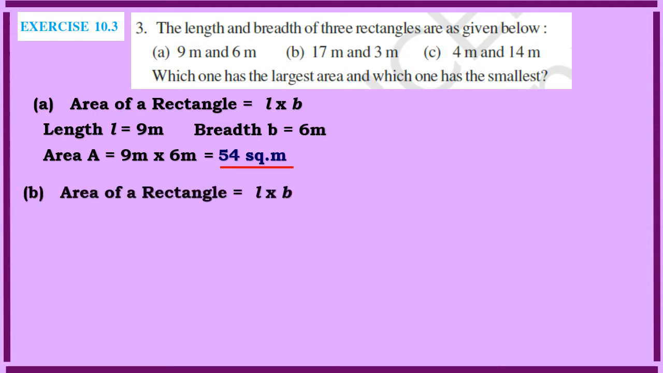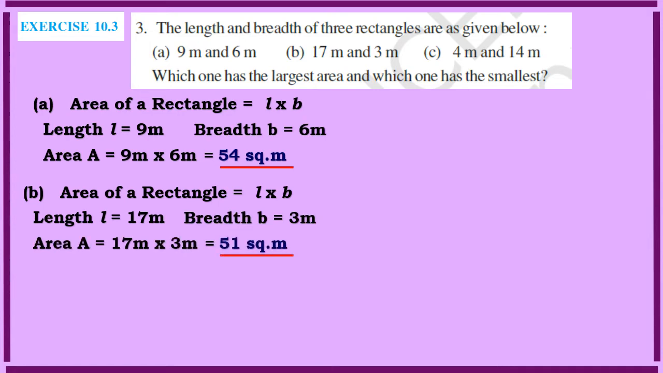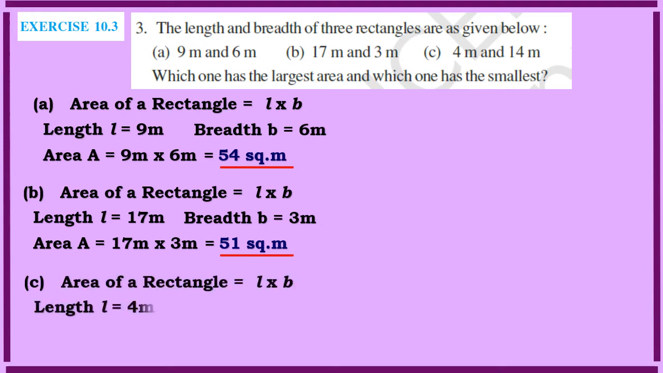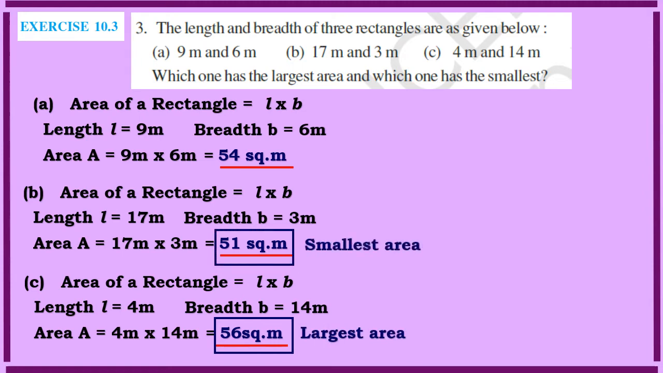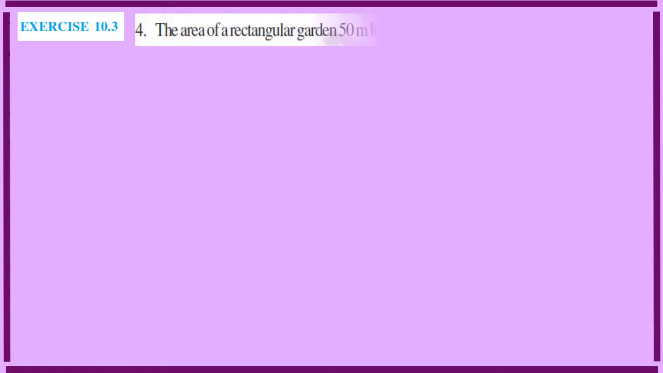Then B, the length and breadth are 17 meter and 3 meter. And the area is 17 into 3, 51 square meter. And the third one, the length and breadth are 4 meter and 14 meter. And the area is 56 square meter. So which rectangle has the largest area? Yes. And the smallest one is? Yes, that's the smallest one. Clear?